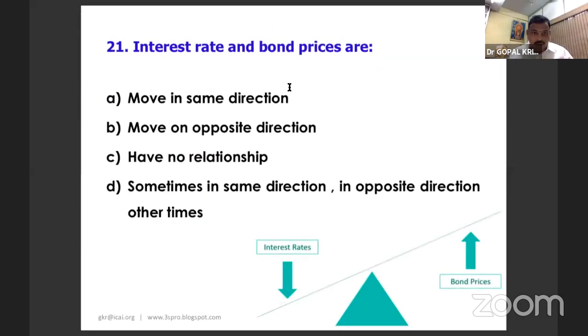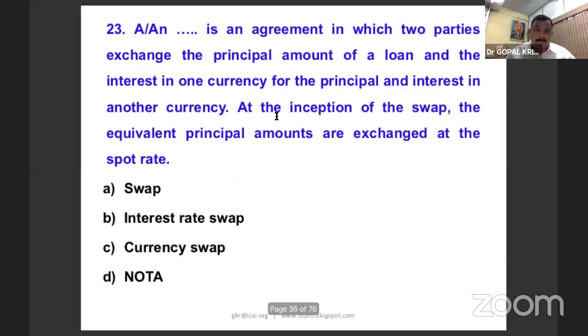So 21 also I will discuss later. All these four I'll discuss a little later. I'll do an arithmetic and I'll come back.